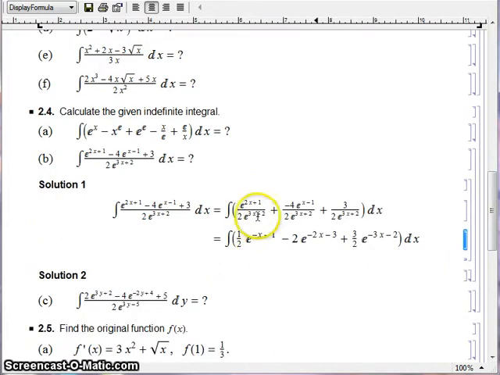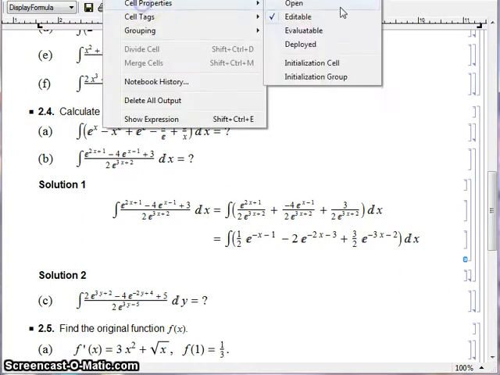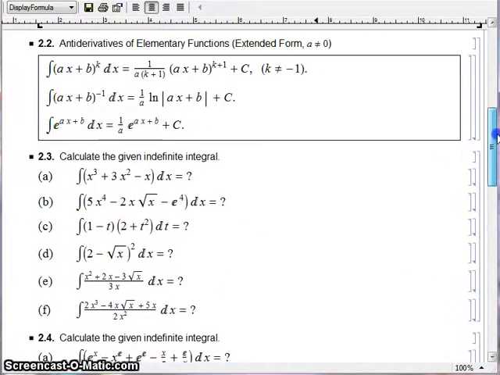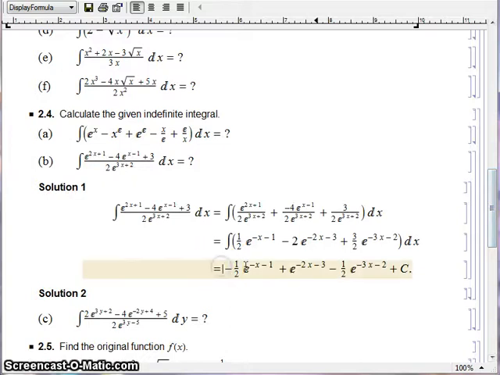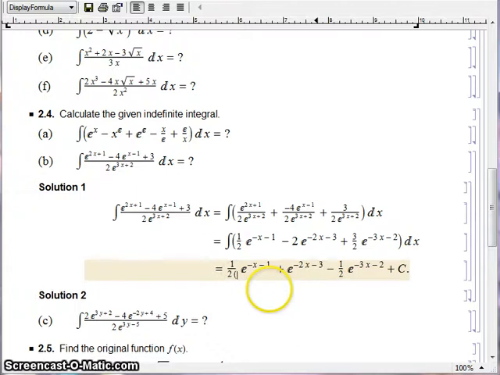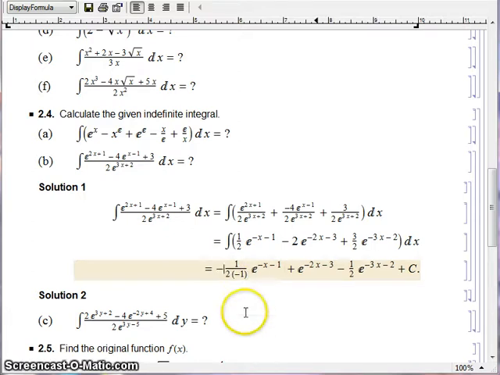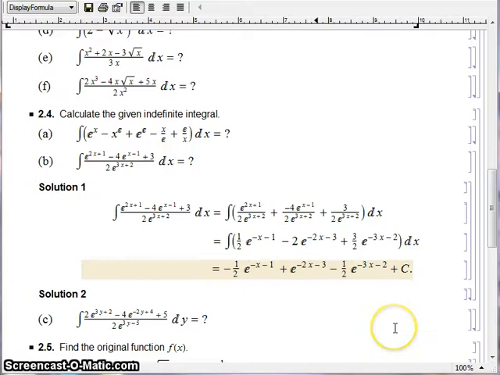2 minus 3, negative 1. 1 minus 2, negative 1. All these are subtractions. Now that we have the e to the ax plus b form, we can apply this extended antiderivative rule for exponential functions, for appropriate a values, to find the antiderivative. What's the first one? 1/2 was there before, and then we had to divide by negative 1 because the a value is negative 1. Of course, the simplification yields negative 1/2 here.